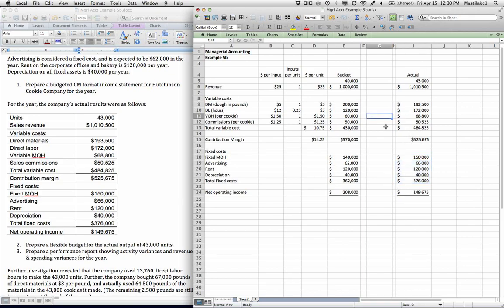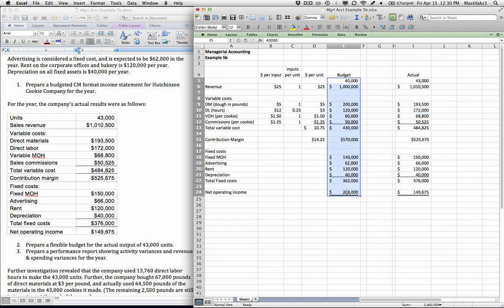So all we've done here is we've put our budget in, we've put our actual cost in. Now, say you're the production manager, and the VP of operations comes yelling at you because your labor cost is too high. The first thing you're going to say in your defense is, well, yeah, my labor cost is too high, but hey, I made 43,000 cookies instead of 40,000, so of course my labor cost is going to go up. I've got a bunch of variable cost here that we should expect to go up because we do more work. That's true. But does that mean your variable cost should go up all the way to 172? Maybe, maybe not.